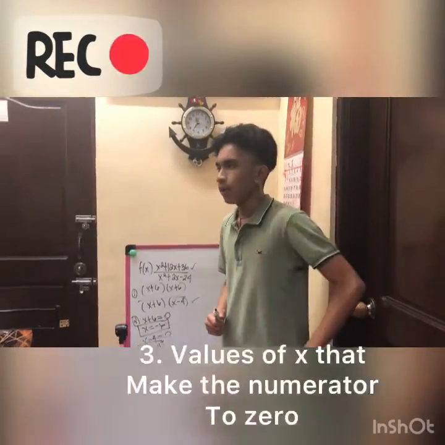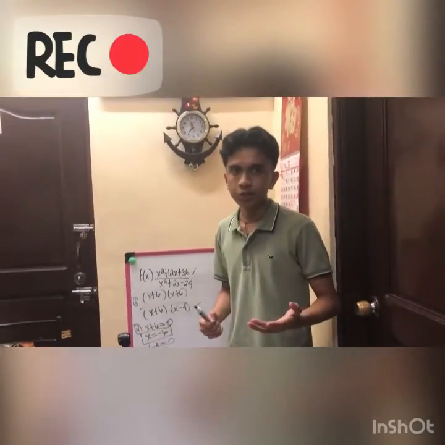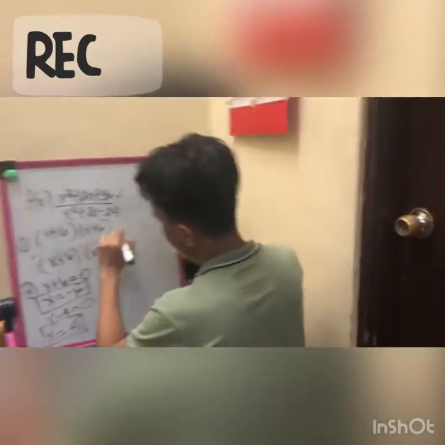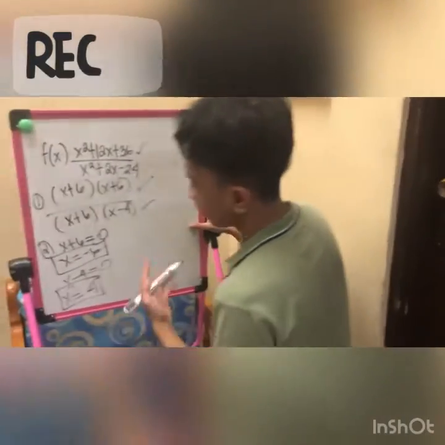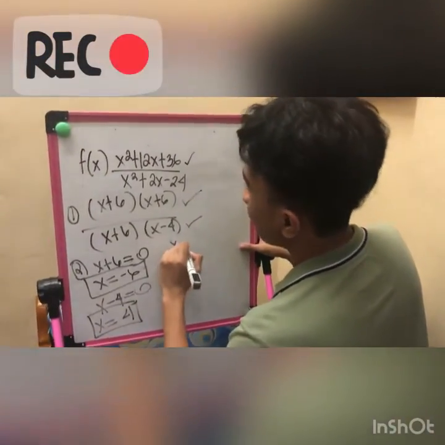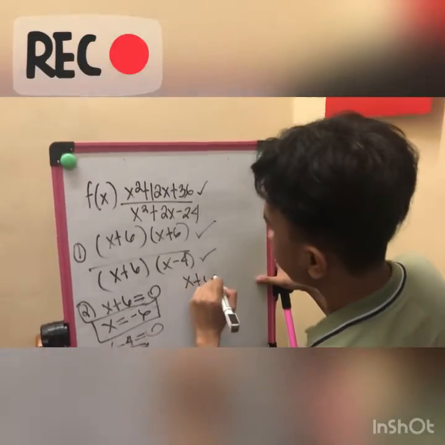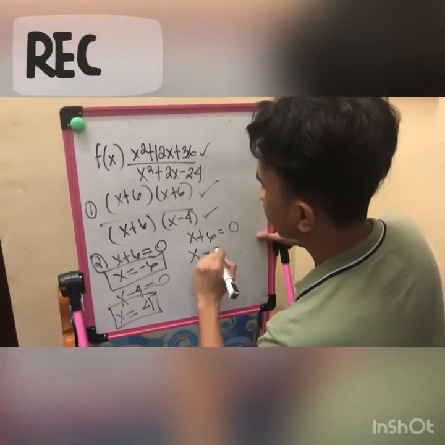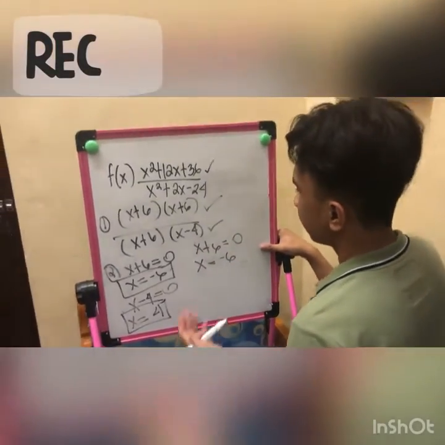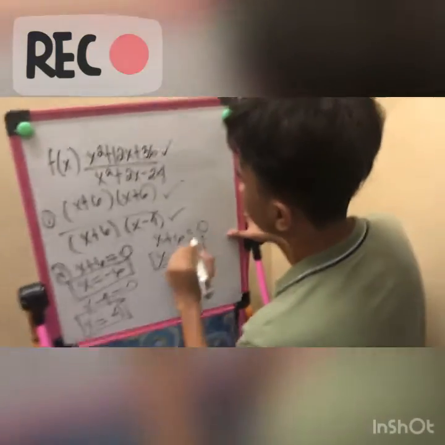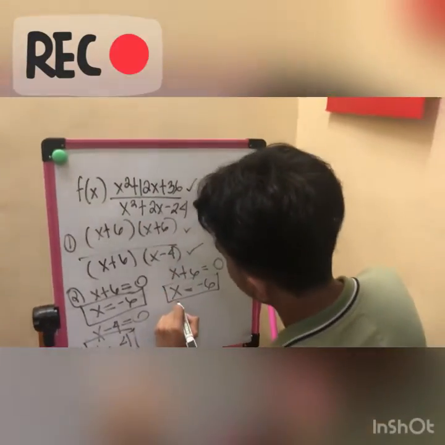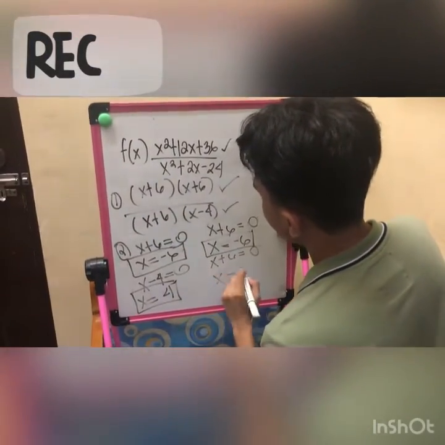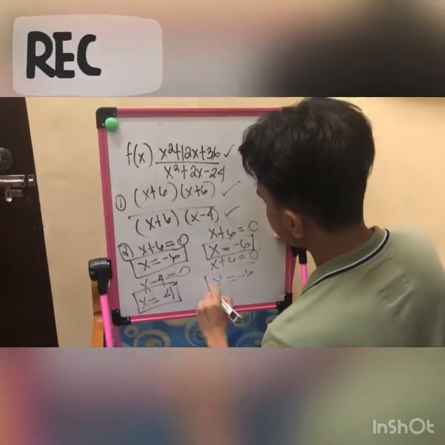For the third step, same steps like restriction, but look at the numerator. So, same steps: x plus 6 is equal to 0. Transpose the 6, it will become x equals negative 6. Box them. So, same step again. x plus 6 equals to 0. Transpose the 6, it will become x is equal to negative 6.